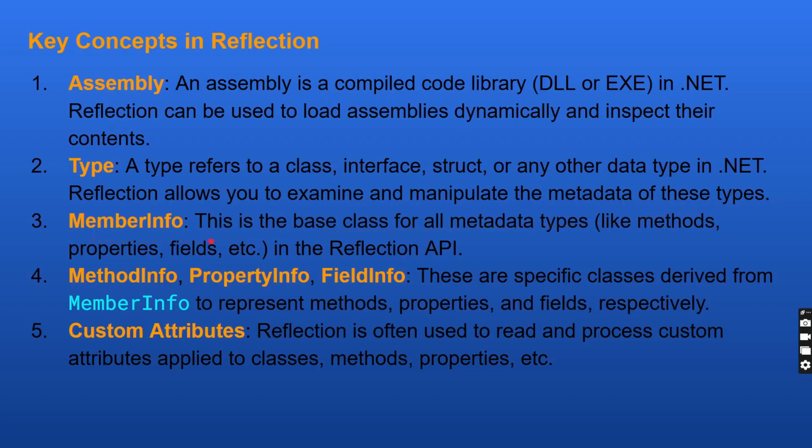MemberInfo. This is the base class for all metadata types like methods, properties, fields, etc. in the reflection API. MethodInfo, PropertyInfo, FieldInfo. These are specific classes derived from MemberInfo to represent methods, properties and fields respectively. Custom attributes. Reflection is often used to read and process custom attributes applied to classes, methods and properties, etc.